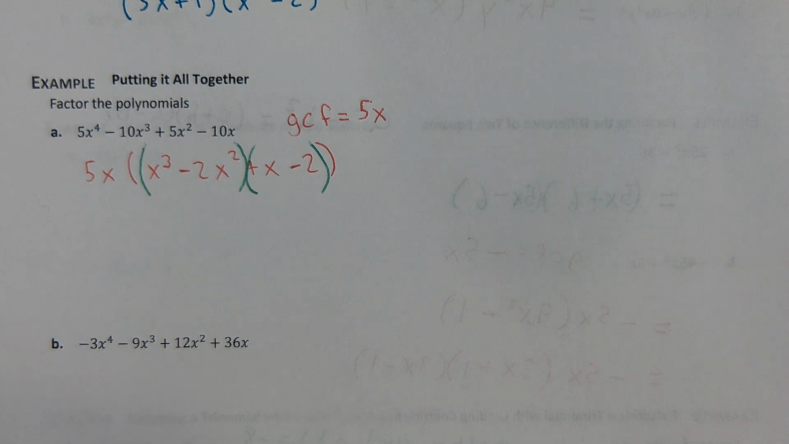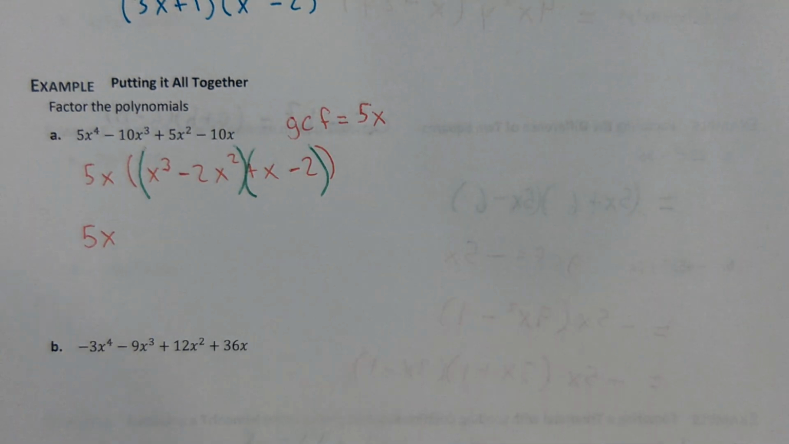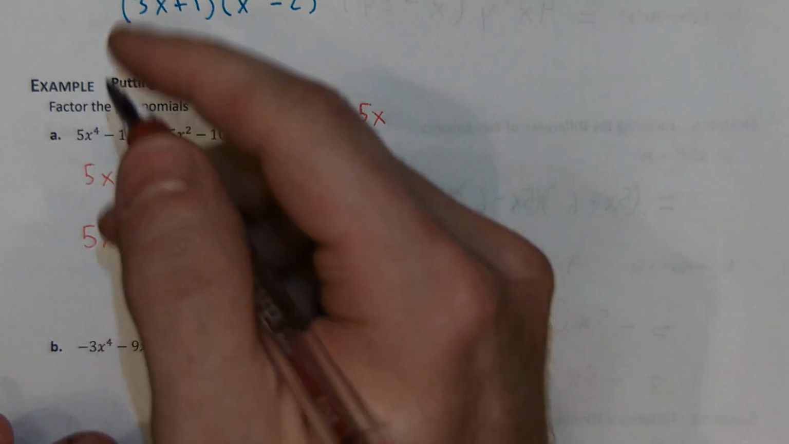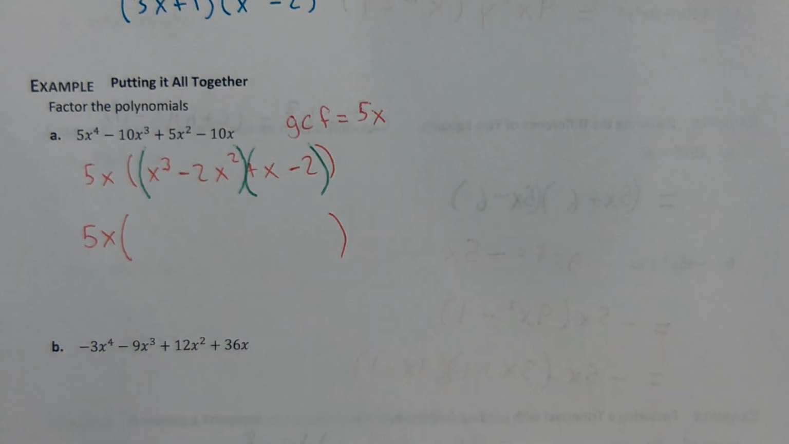Please don't lose your 5x. It's part of your solution, and if you forget it, you will find your wrong answer on my test. You'll get partial credit for it, but come on, you know you want full credit. So we're going to just go ahead and write that 5x right now. Here's my red parentheses that I had up above.